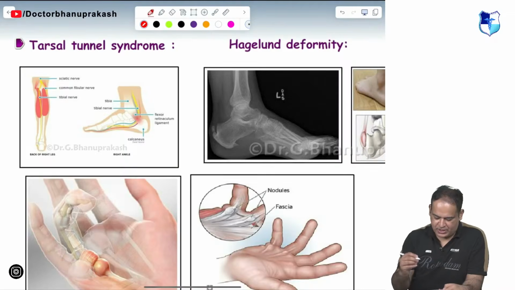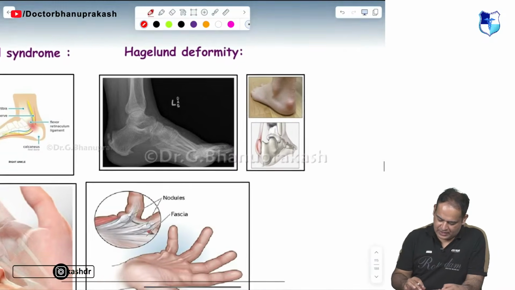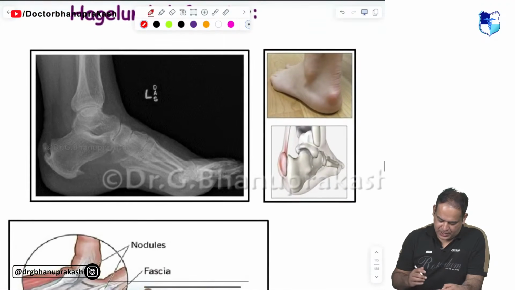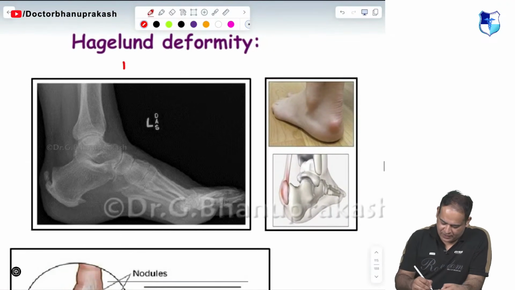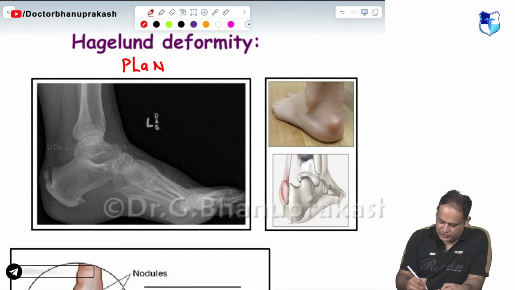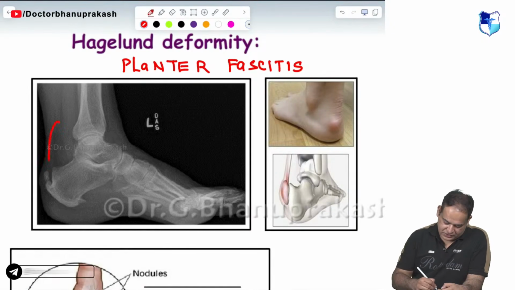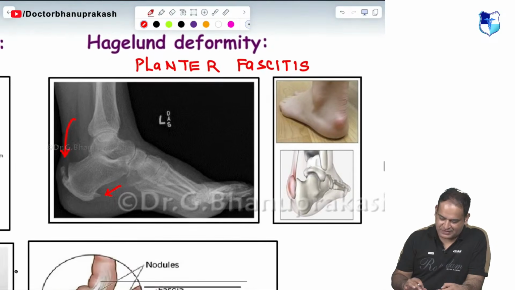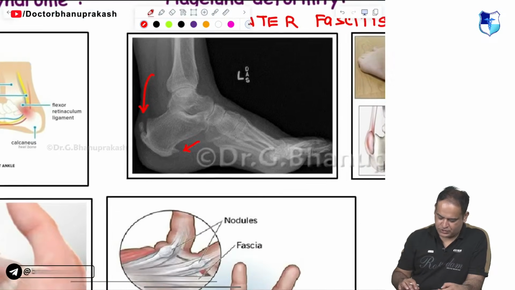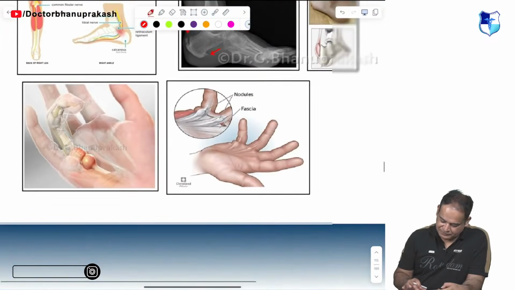Okay, so tarsal tunnel syndrome, you just need to remember the name. Fine. Posterior tibial nerve. Haglund deformity, you just need to remember this X-ray. This is associated with plantar fasciitis, Haglund deformity, right? Plantar fasciitis. This is asked as an image-based question. It will come as an image-based question, right?